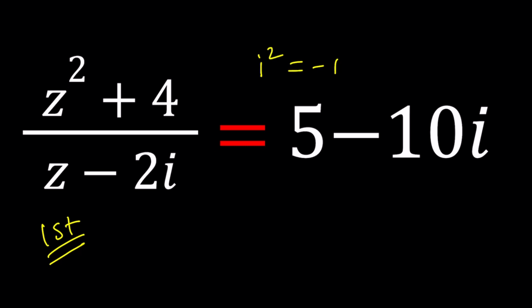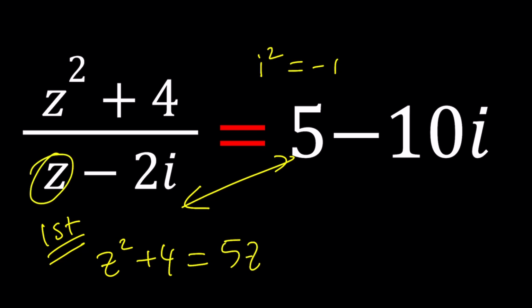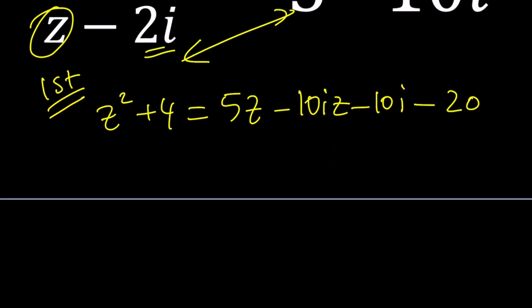So to solve this equation, I'm going to cross multiply. So z squared plus 4 is going to equal, if I distribute to z first, 5z minus 10iz, and then distribute to -2i, -10i. Now, if you multiply -2i and -10i, you're going to get plus 20i squared, but that's going to turn into a minus 20 because i squared is -1. Did you forget that? Hopefully not.